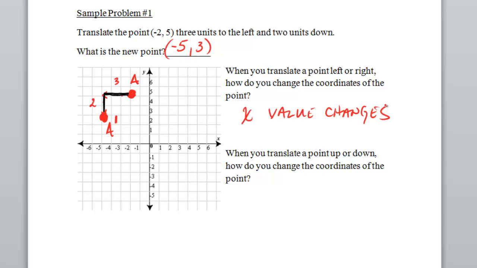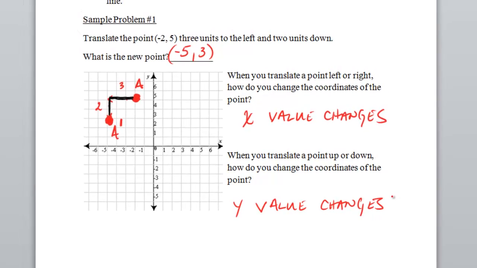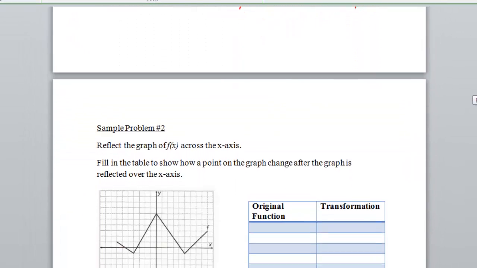And so then we have the next, obvious question: when you translate a point up or down, how do you change the coordinates of the point? That's a vertical shift, and that is going to be changing the y values. So in this case, the y value changes whenever we make a vertical, or up and down, translation. Okay, and so that's a basic first example of what you're going to deal with in translating a point. So let's go down and see if we can look at some other examples.